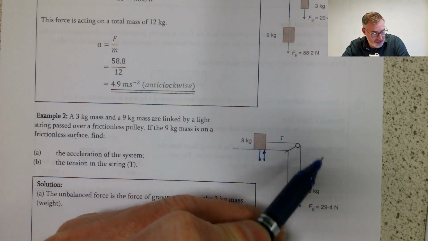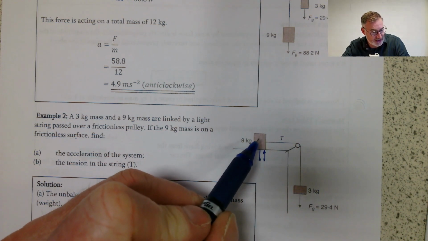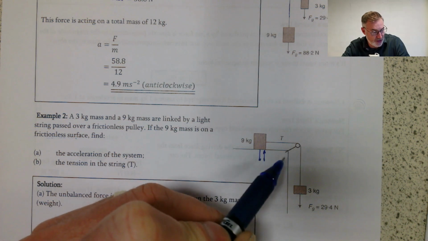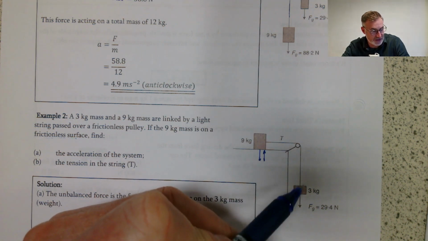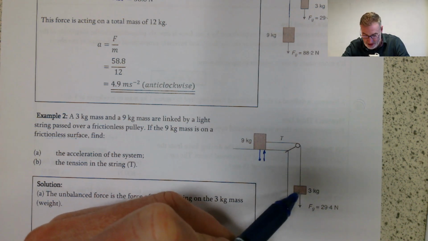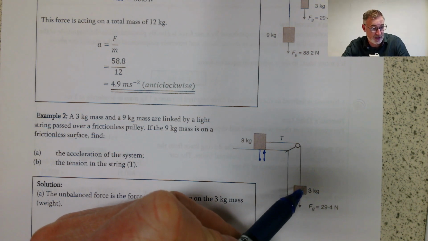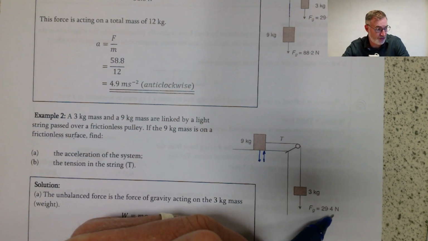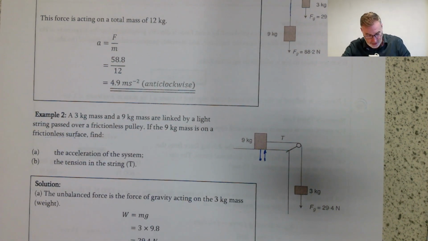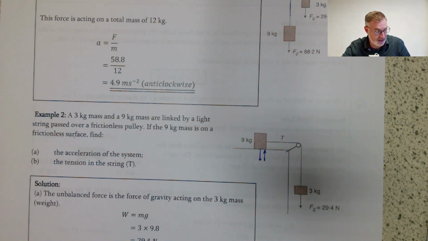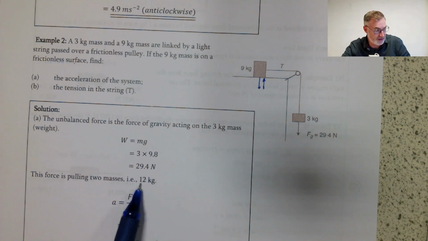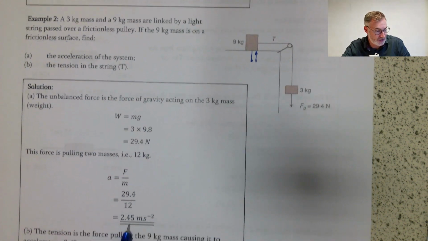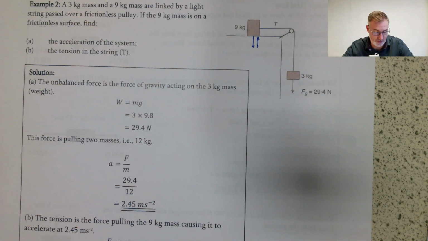So the force there is already balanced, so the only accelerating force in this is going to be from the 3 kilogram mass, and that's just going to be 3 times 9.8. You're going to have 29.4. So here, 29.4. This force is pulling the two masses, so it's pulling 12 kilograms. Again, so we're going to work that out. We'll have 2.45 meters per second squared.